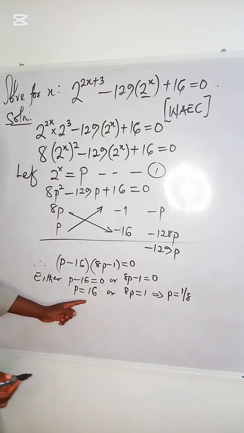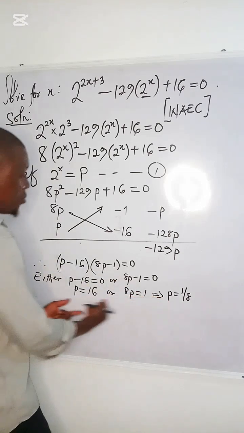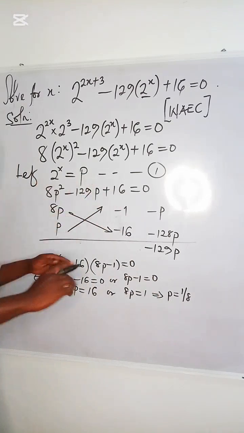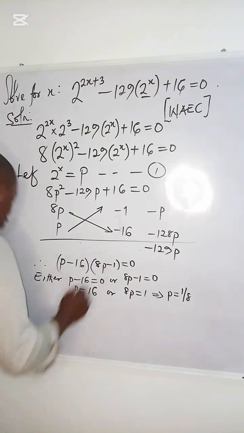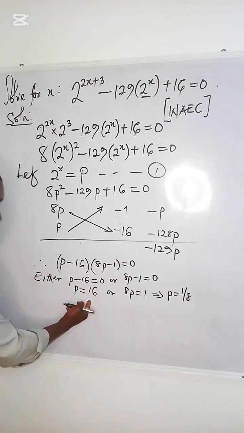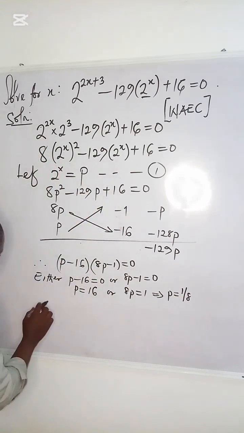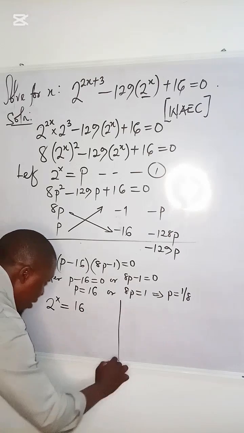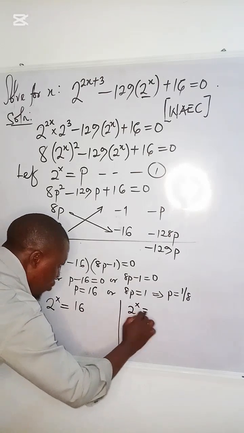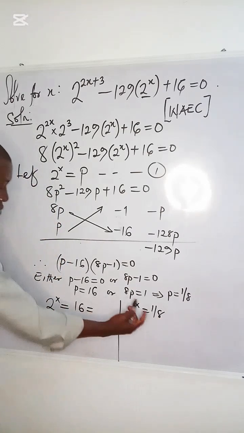If that is the case, our p here is 16 or what? 1 over 8. We'll now plug in this value of p in both sides to our given equation. P is not what we're after. We're after x, not p. We'll now put it back, right? So plug these values of p, 16 and 1 over 8, into our equation 1 here, which says that 2 raised to the power of x is equal to p. P here is 16. Another p here is 2 raised to the power of x is equal to 1 over 8, okay? Don't forget, just try to express this in power of 2, both sides.